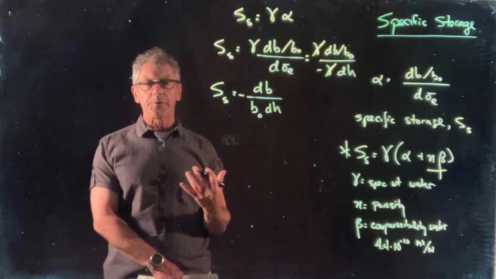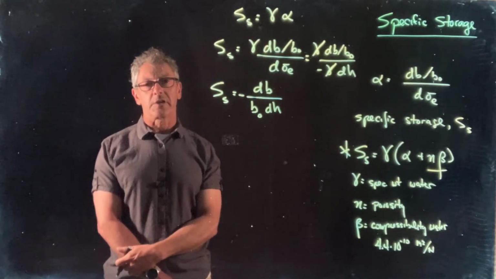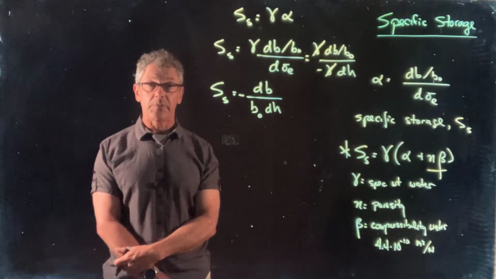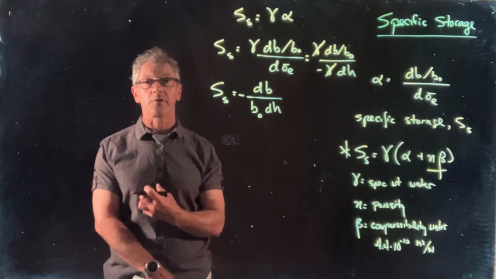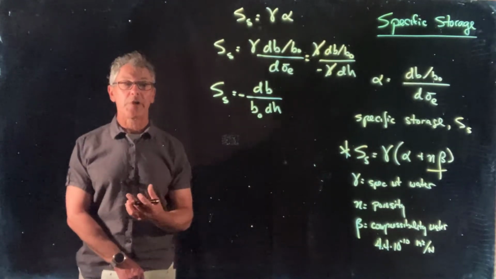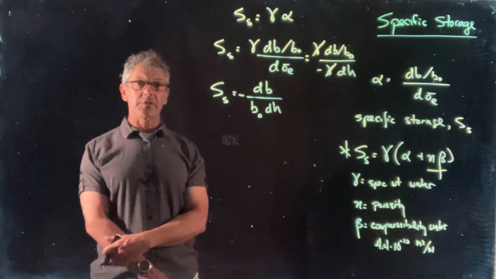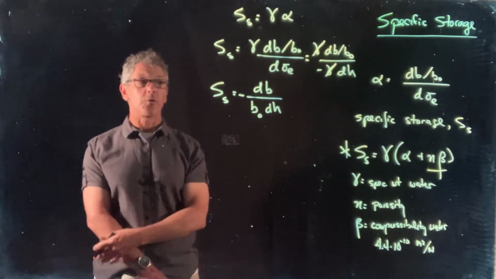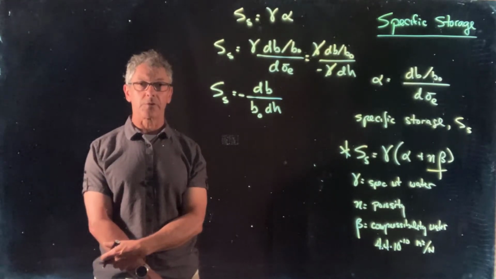So what we're ultimately after here is we want to know how much water is going to come out of the aquifer when we change the head, because that's going to tell us what water is released from storage in an elastic sense when we pump an aquifer. That's what this expression for specific storage is good for.